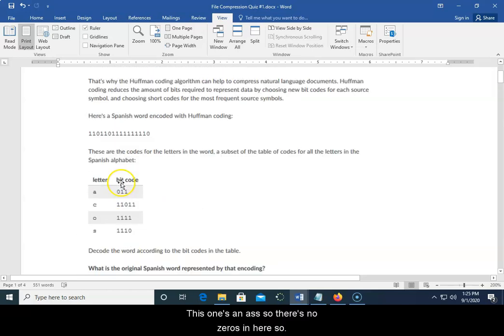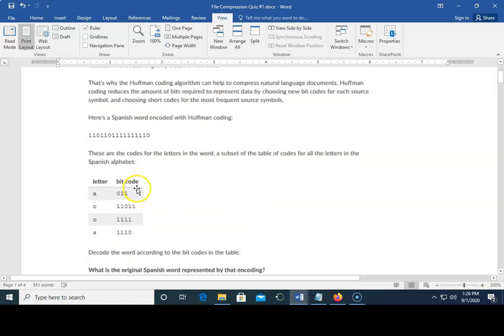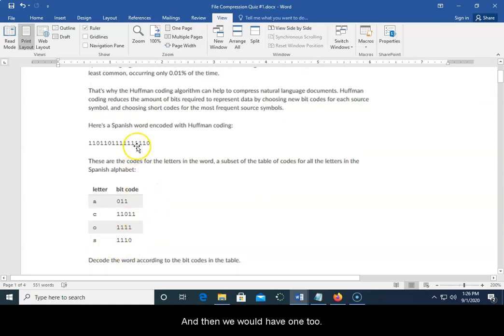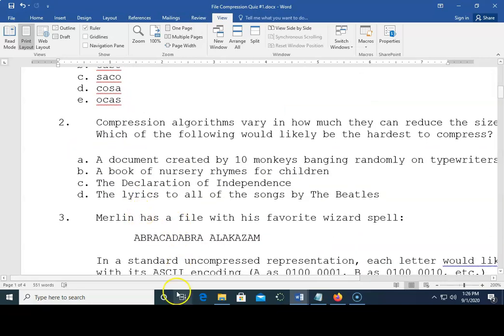This one's an S, so there's no zeros in here. So I think we were right here. So we got 1, 2, 3, 4 is our O, and then we would have 1, 2, 3, and a 0 as our S. So the answer is A, chaos.